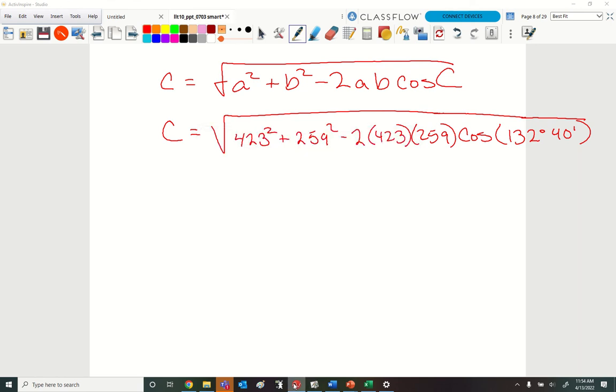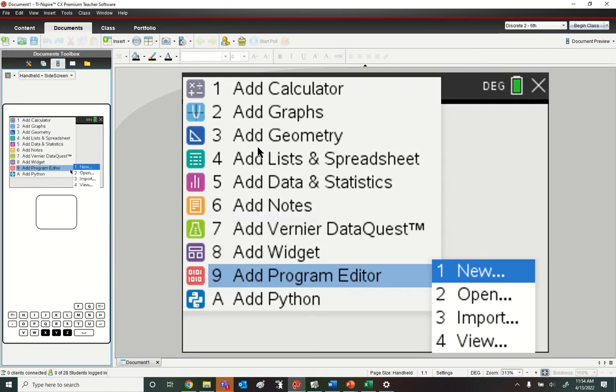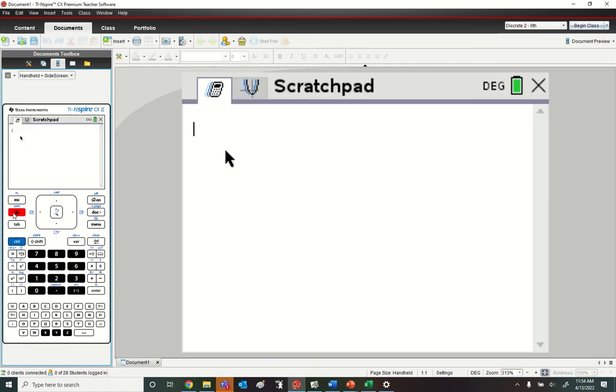There it is. All right, I should have had it loaded at first, so I apologize for that. There we go. So, scratch pad. I'm in degrees. So I'm going to start off with control, square root.